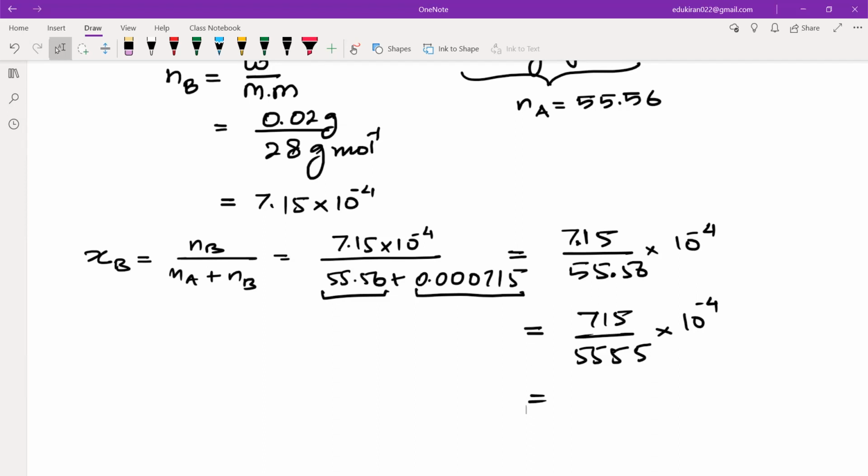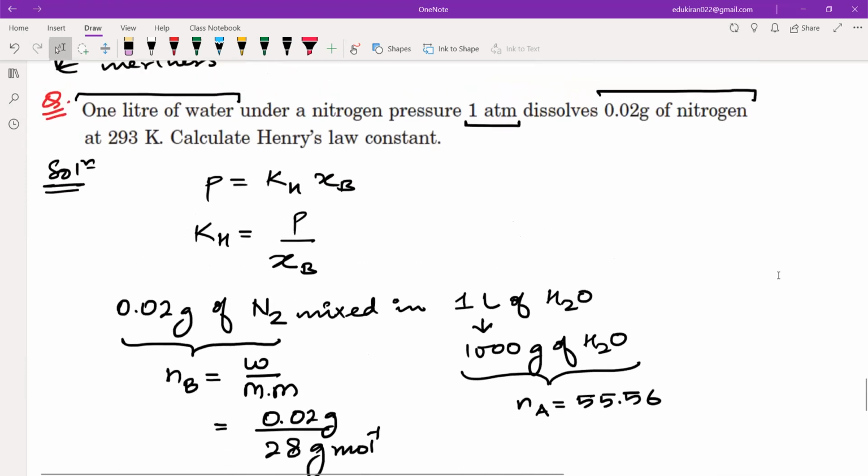So 0.13 into 10 raised to power -4 approximately. कितना, क्या कहा आपने, कितना आ रहा है? So 0.13 into 10 raised to power -4. ठीक है, 0.13 आ जाएगा. सही है. 13 into 10 to the power -4. This is the chi b. Okay. अब this chi b यहाँ पे just plug in here KH केस में.